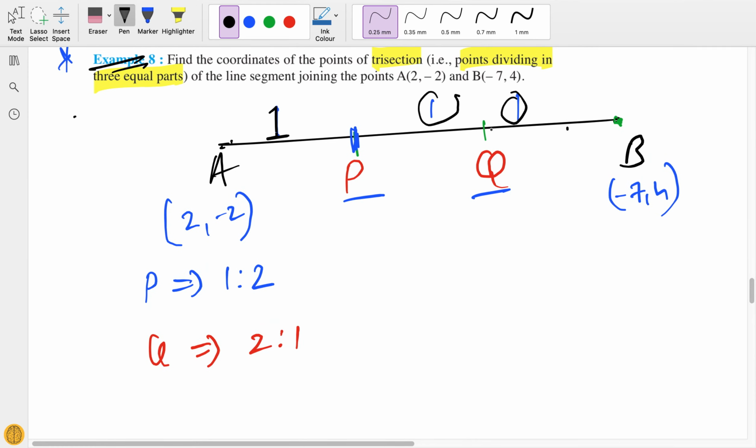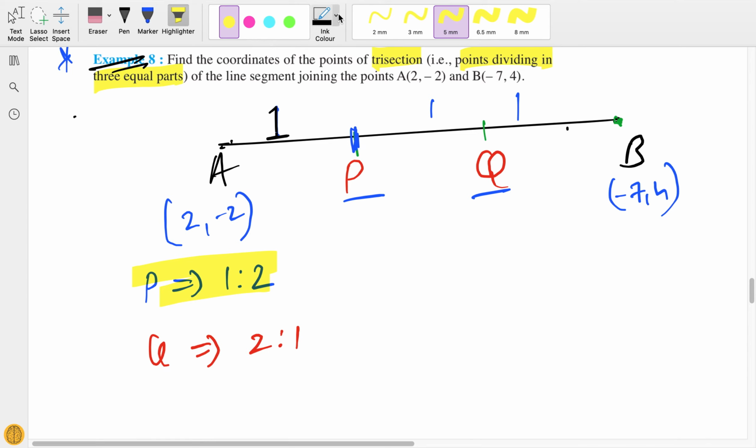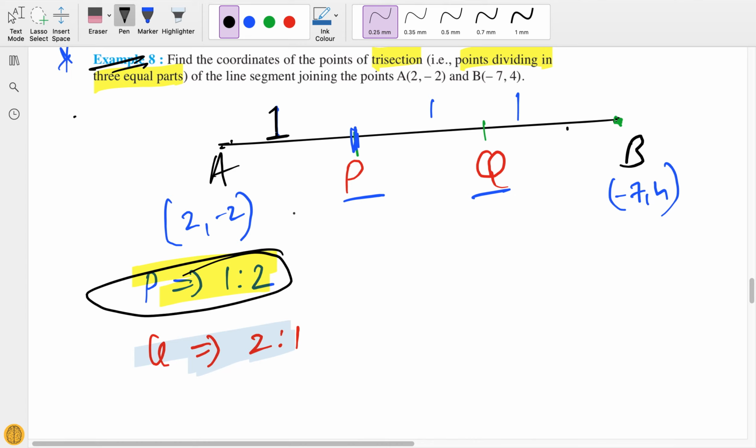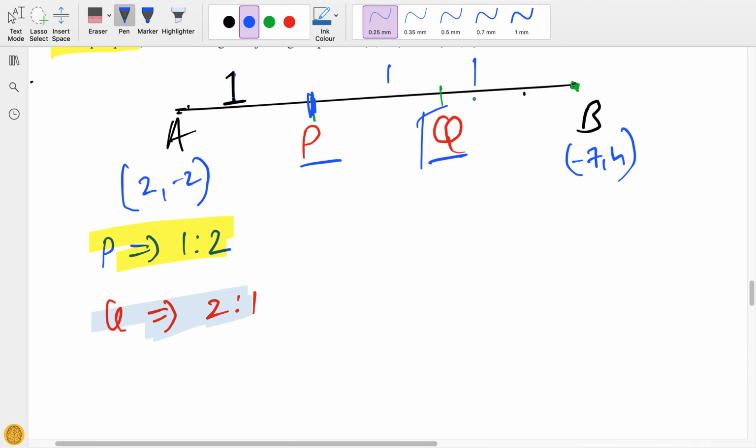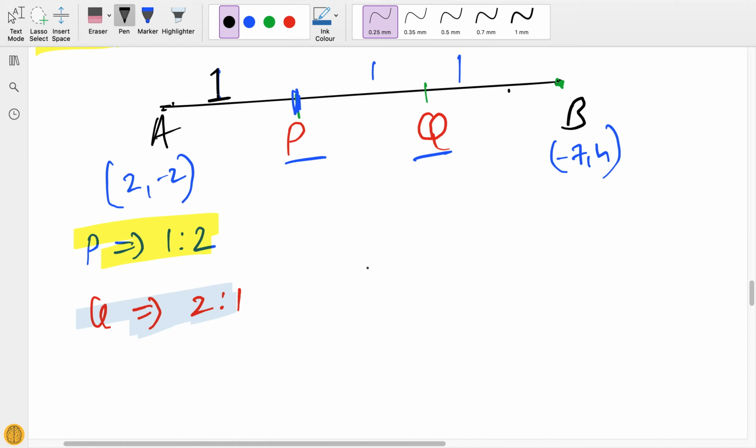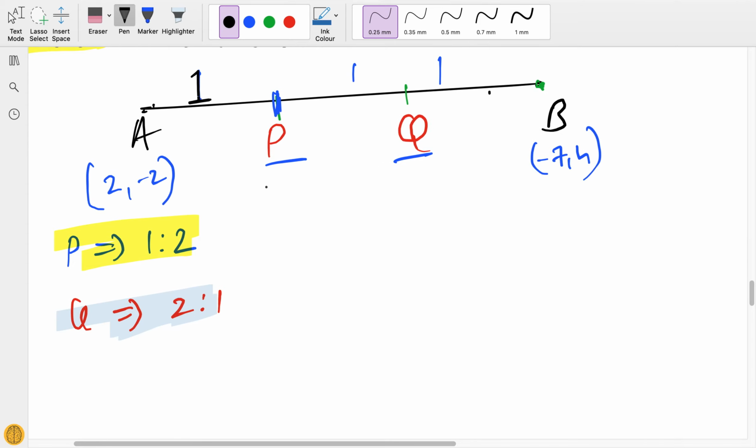This is 1 plus 1. So this point P divides this AB in the ratio 1 is to 2, and point Q divides this line segment AB in the ratio 2 is to 1. So now you've got the ratio, and now you can find the coordinates. I will find the coordinates of the point Q, and for the point P, you guys do it as homework.